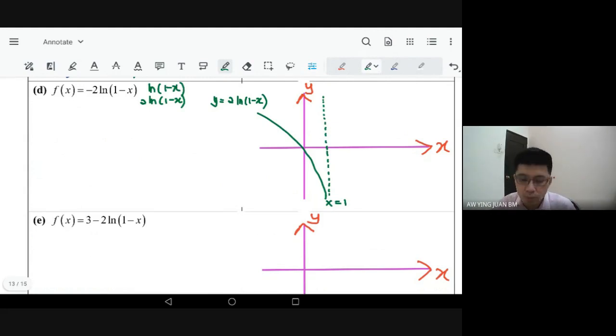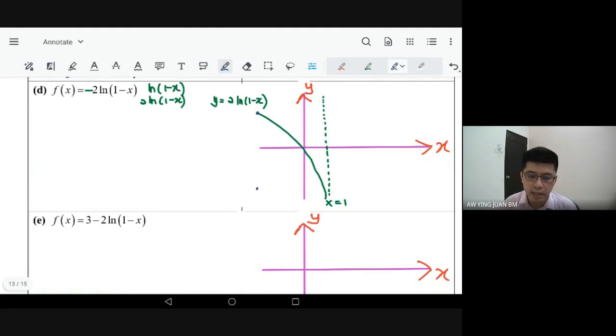Sekarang, beza dia adalah apa? Kita multiply with the negative. So, tuan-tuan puan-puan, multiply with the negative. Value of y multiply with the negative. So, macam mana situasi dia? Tengok nilai y. Katakan nilai y ini adalah positive 10. Kalau kita darabkan dengan negatif, dia akan jadi negative 10.